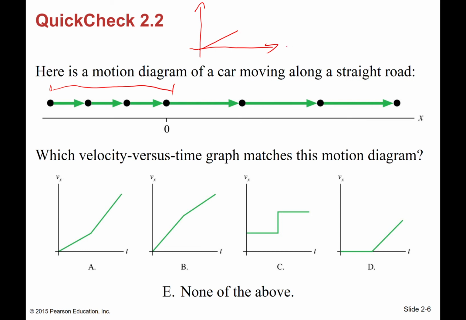And then here you have time, here you have position, and from this point to this point it moves faster, so you have a steeper slope there. So now using this information, can you figure out which one is the right velocity versus time graph for this motion? Take a minute to answer that question.